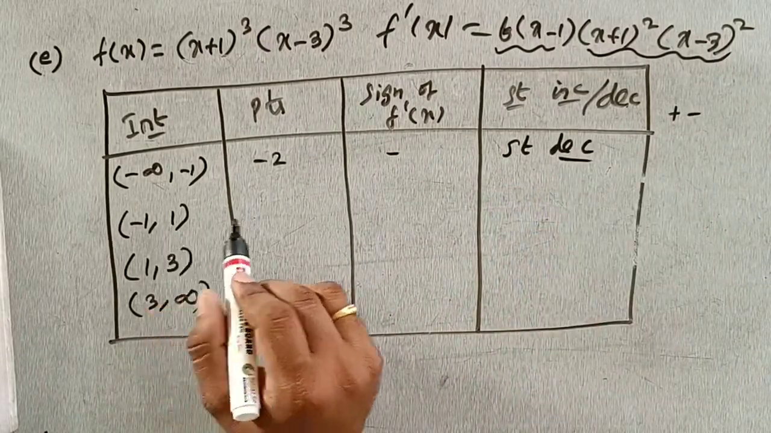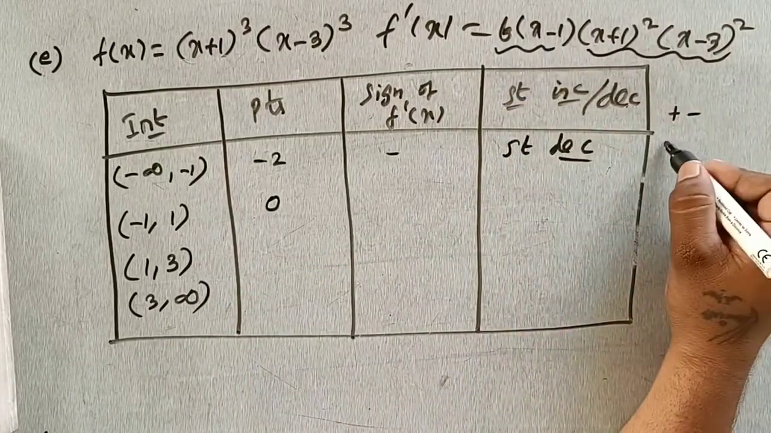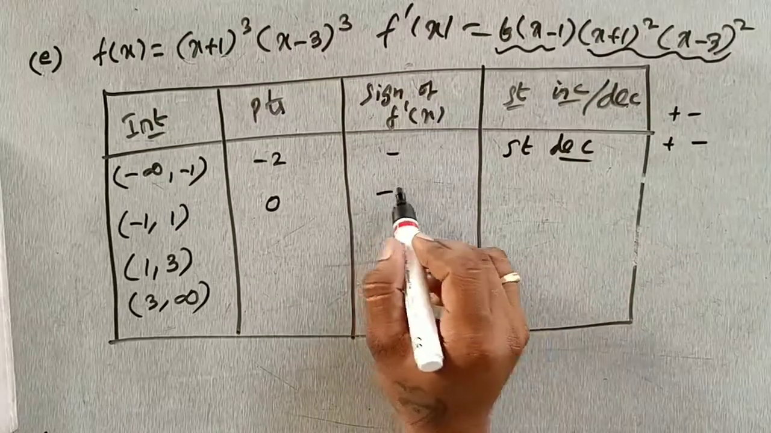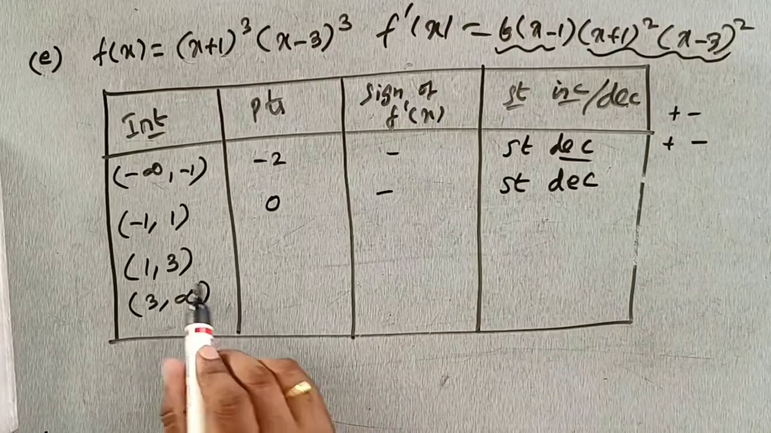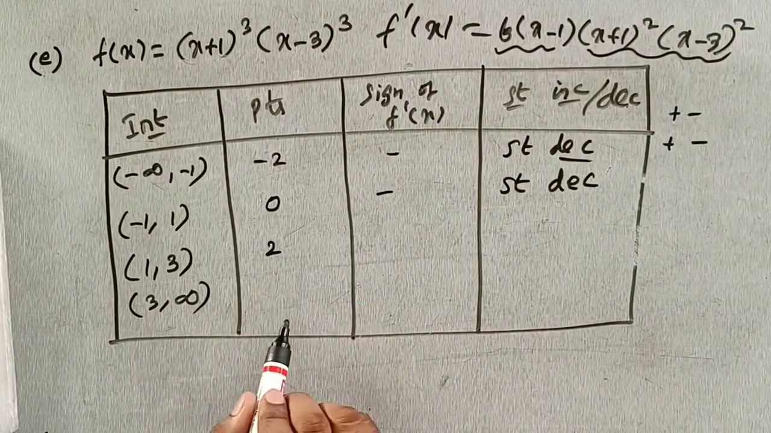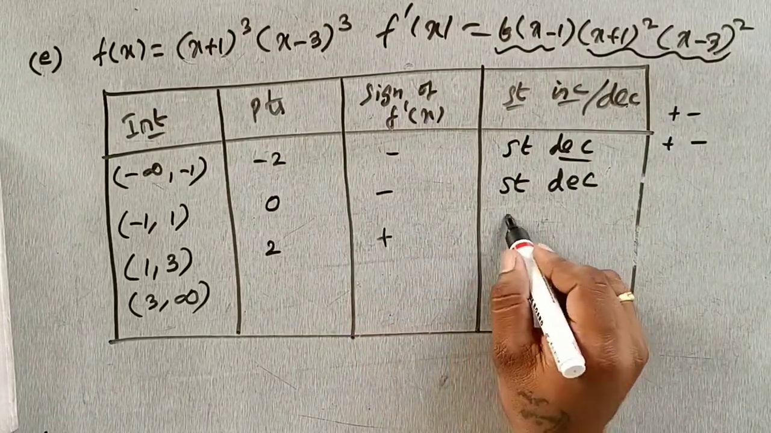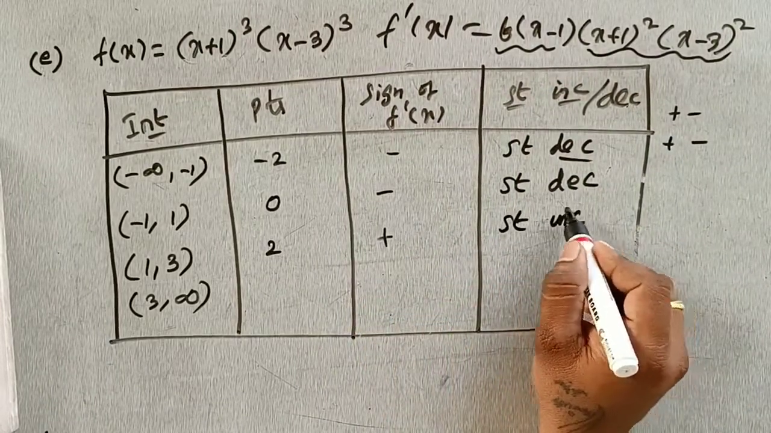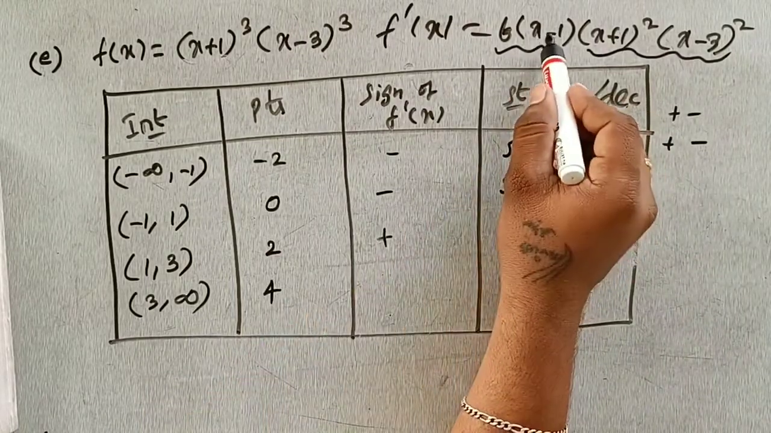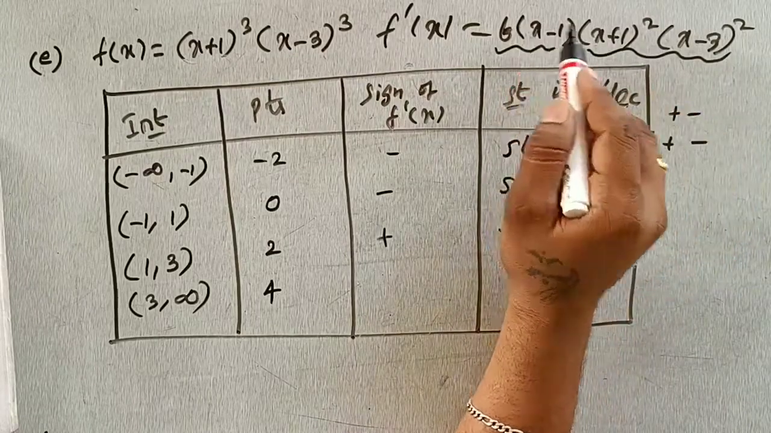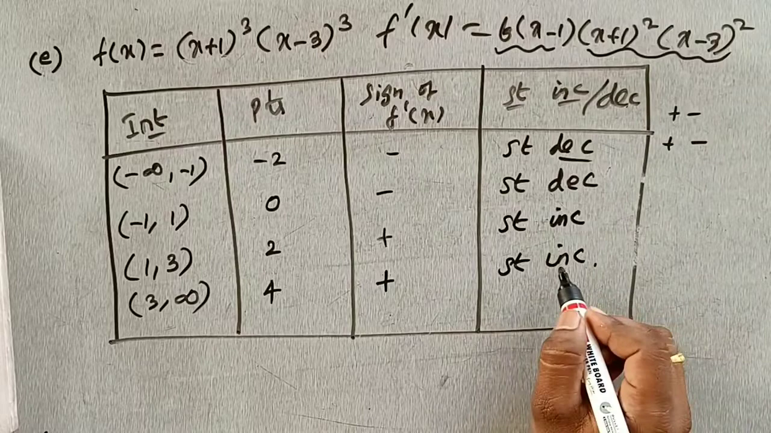Next, minus 1 to plus 1, I can take 0. 0 means here it is negative, here it is positive. So positive and negative, so negative will come. So we can write strictly decreasing. Next, third, 1 to 3, we can take 2. 2 means here it is positive, here it is positive. Total value will be positive. So we can write strictly increasing. Then finally 3 to infinity, we can take 4 directly. 4 means positive, these always positive, so this will be positive, strictly increasing.